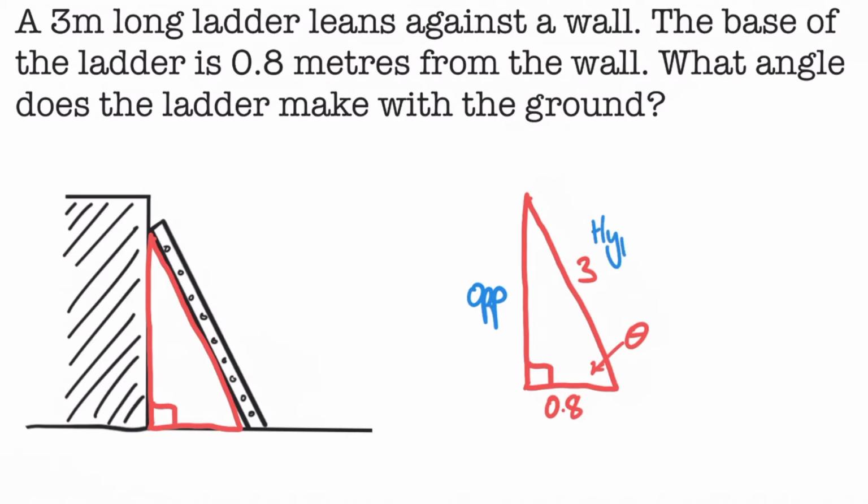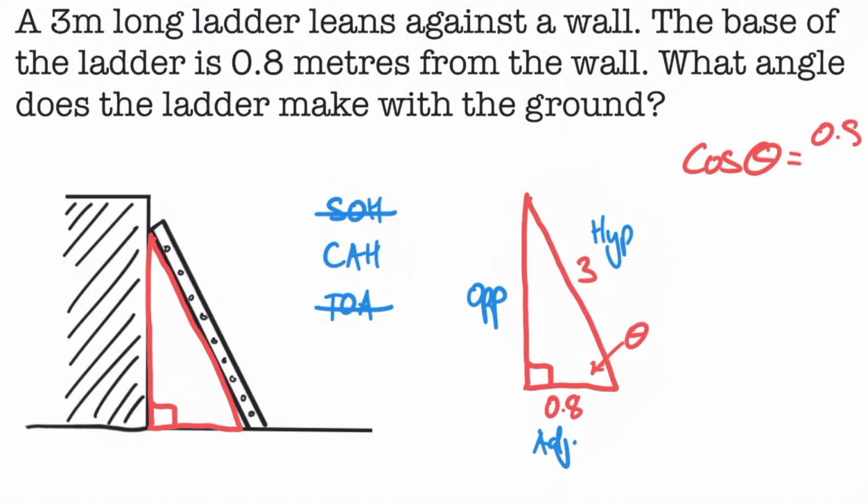Once again, just like we did in the previous question, I'm going to have a look and see what I can use. I've got nothing for my opposite, so I can't use anything with an O in it, which only leaves me with cos as my only option. So I'm going to write it out. Cos theta equals the adjacent over the hypotenuse.